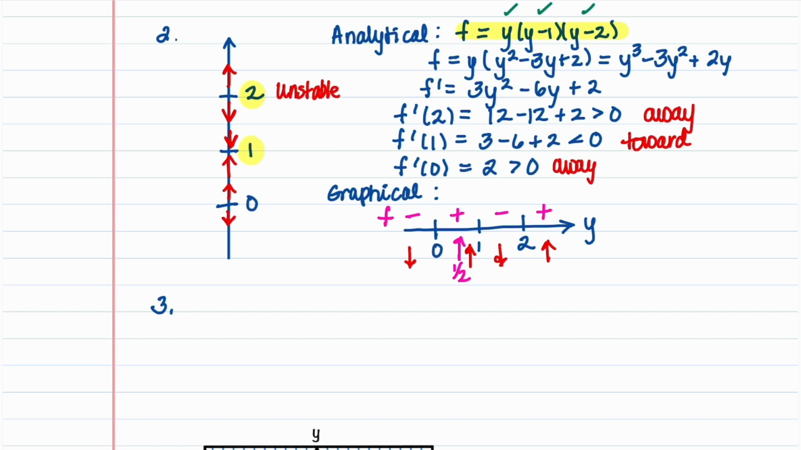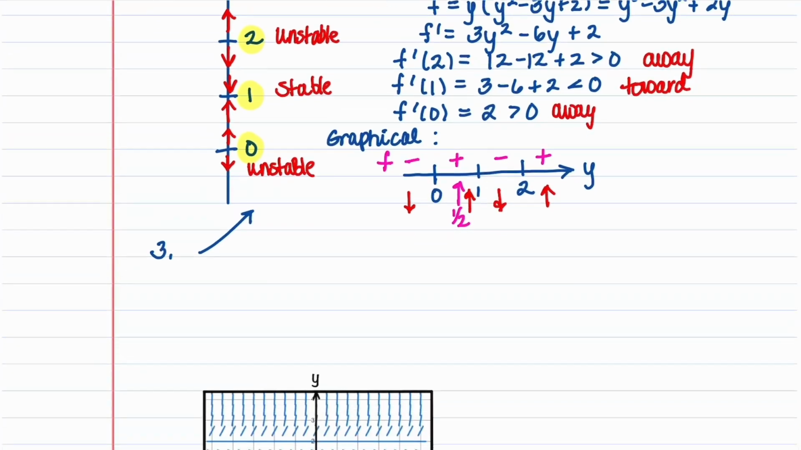Let's now look at 1. Solutions are moving toward that solution. So our critical point is stable. And then let's look at 0. Solutions are moving away from this critical point. So this one is unstable. Let's just put an arrow here because I put the solutions up there.